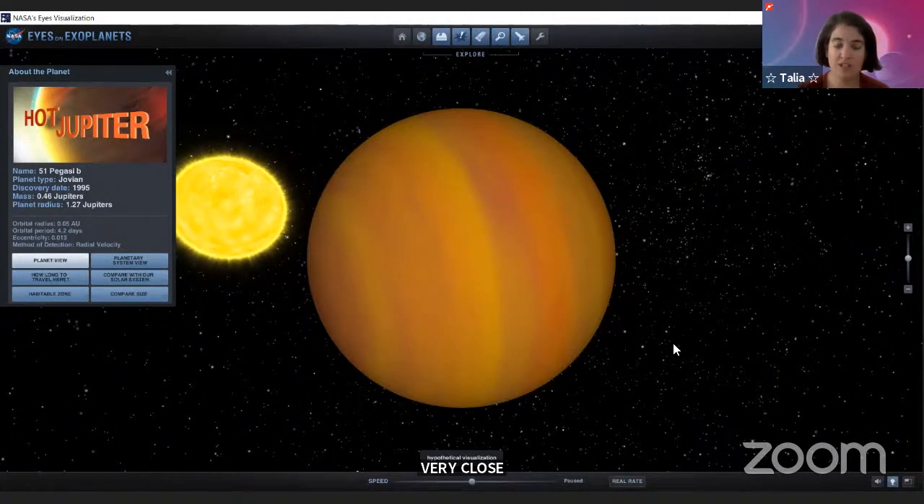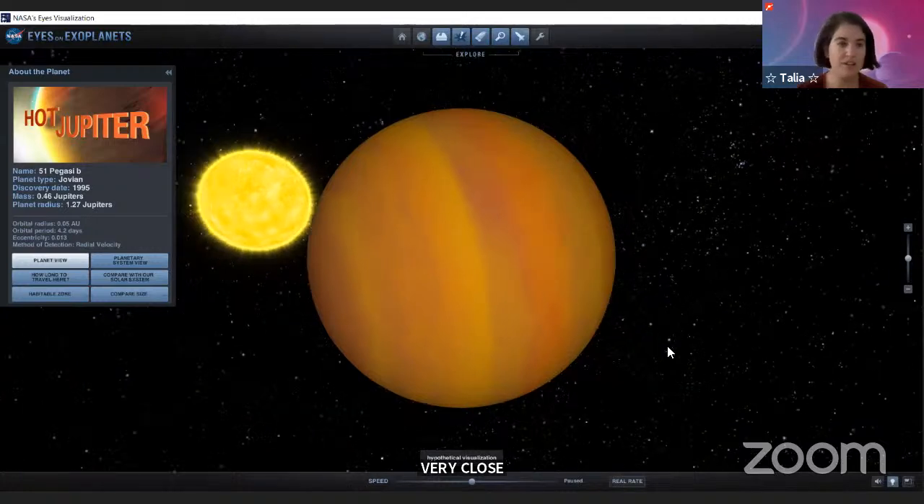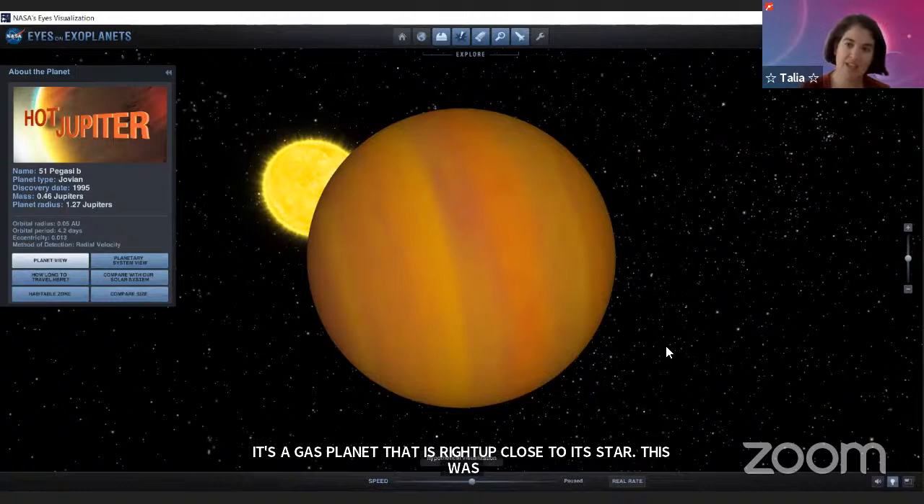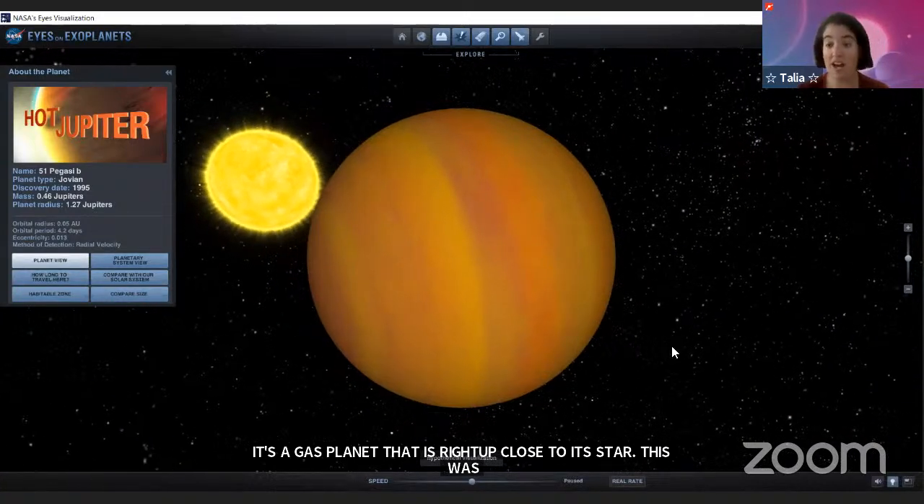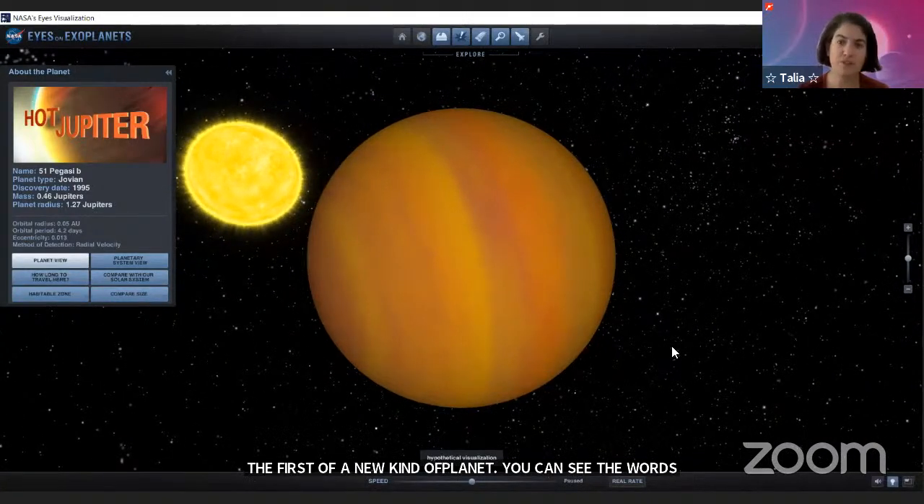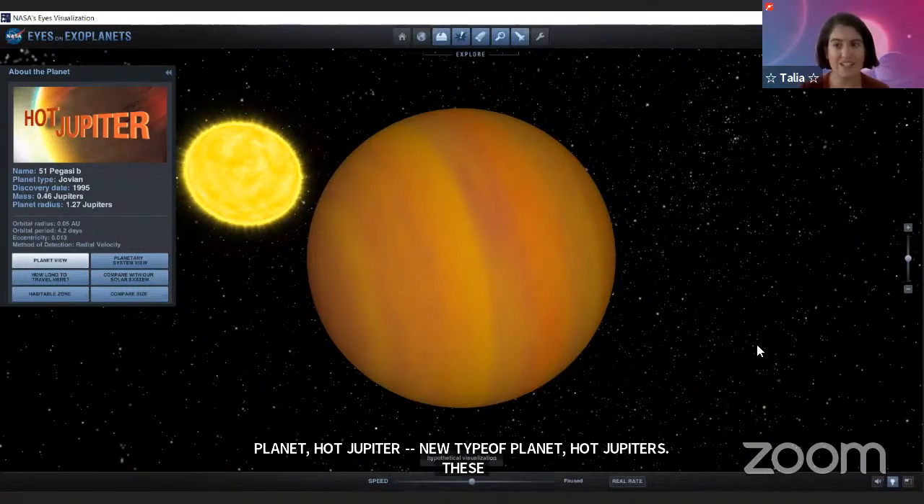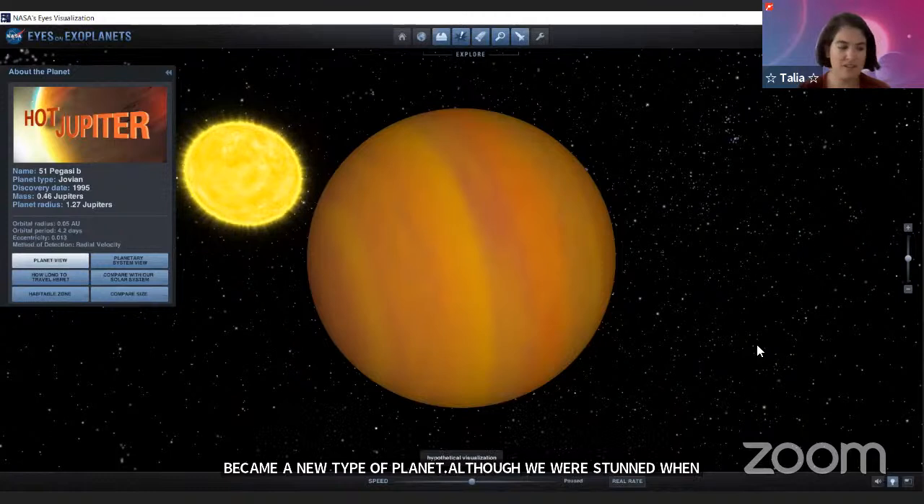So this was the first of a new kind of planet, which if you look off to the side, you can see the words hot Jupiter. This became a new type of planet, hot Jupiters. These refer to big gas giants that we find right up close against their stars. Because it turns out, although we were a little stunned when we found this first one, what is this gas giant doing so close to its star? This is actually pretty common out in space.